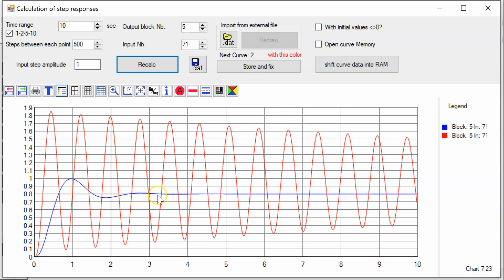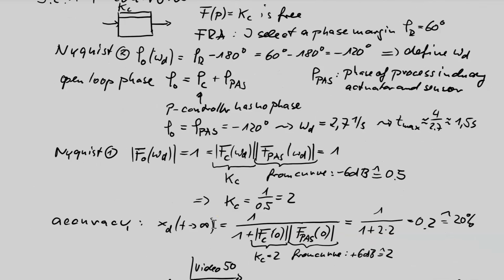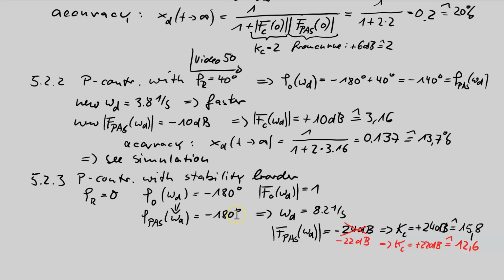We cannot reach the exact final value 1, because if we make k larger and larger, we reach this instability point, and there is a natural limitation of the size of kc. We have to find another way if we want to have a control error 0. This comes then with the next video. This ends up in video number 51. Yeah, video 51.